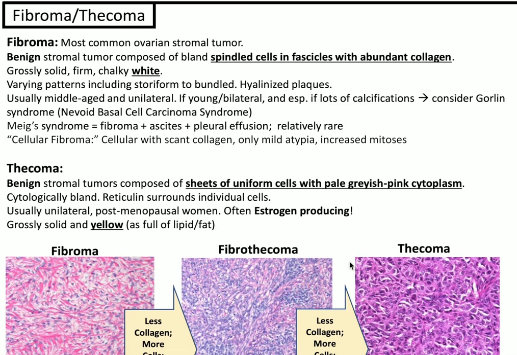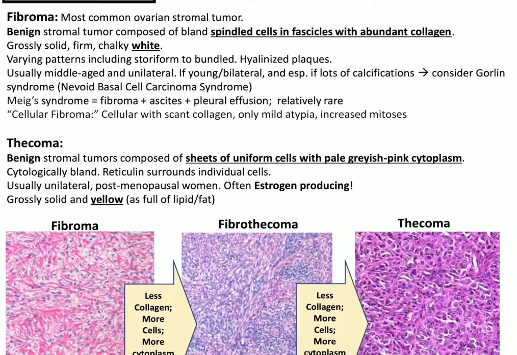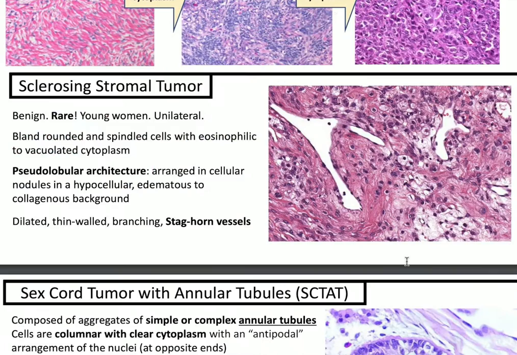Thecoma, benign stromal tumors composed of sheets of uniform cells with pale, grayish pink cytoplasm, often estrogen producing, grossly solid and yellow. Sclerosing stromal tumor, it's rare, seen in young women. You have a pseudolobular architecture and staghorn vessels.